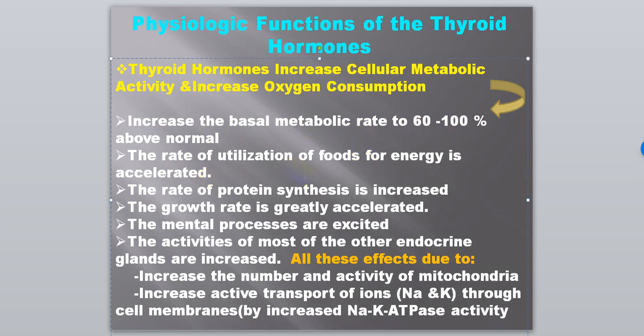The rate of protein synthesis increases. Growth rate activity also increases. Excitement of mental processes. Increase the activity of other endocrine glands. That is due to increased activity of mitochondria and increased transport rate of ions, sodium and potassium ions, via the sodium potassium ATPase pump. This is a very important pump in the cells.